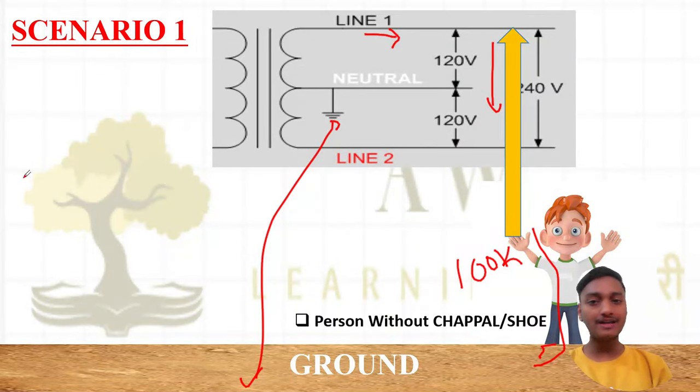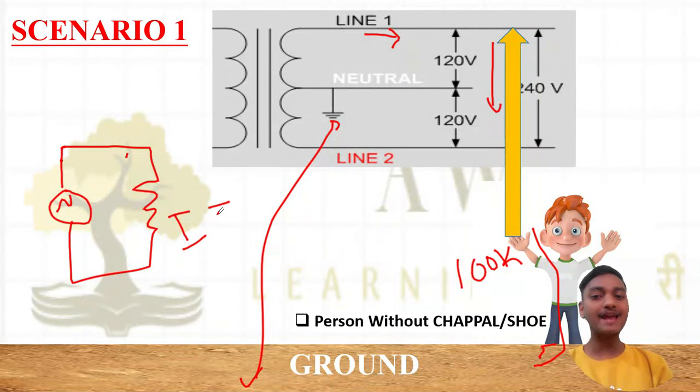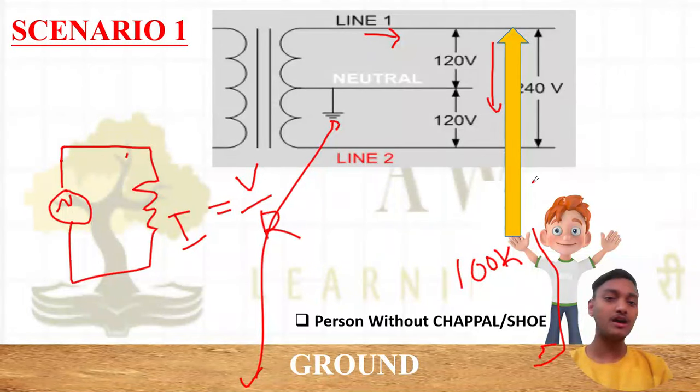Now we know that the supply is 240 volt. So 240 volt supply is here, and I have my human body resistance. According to I equals V by R, I can calculate the value of the current which is going to flow through this human body. What value will it come to? If I do 240 divided by 100 kilo ohm, it will come to nearly 2.4 milliampere.